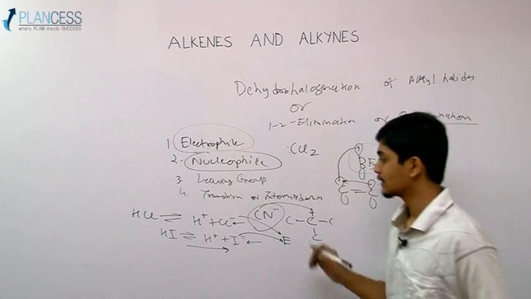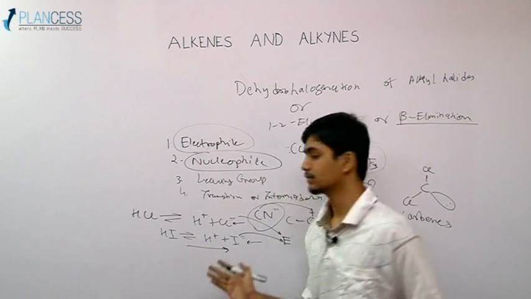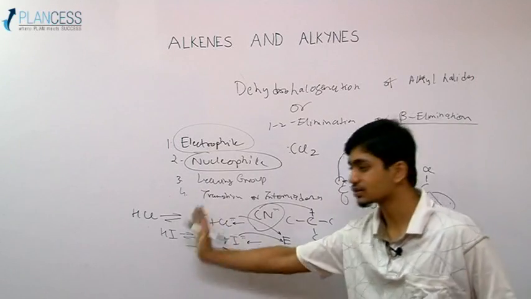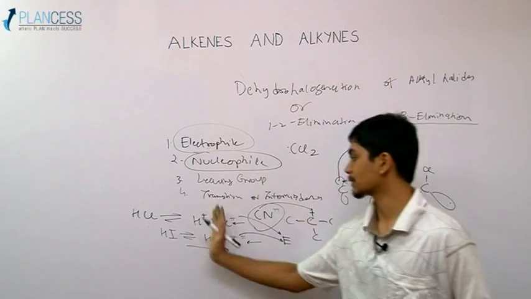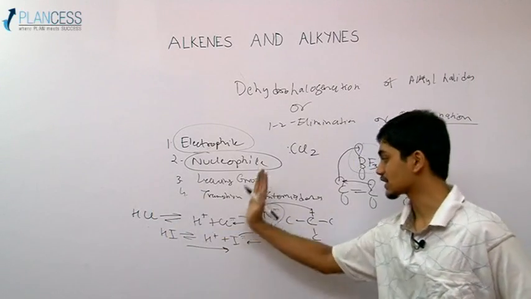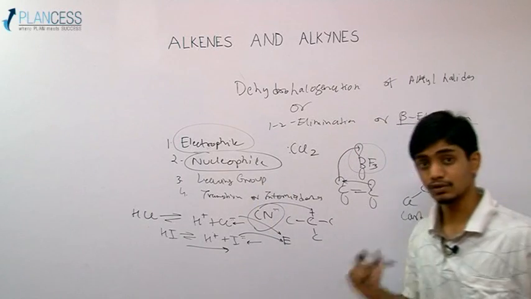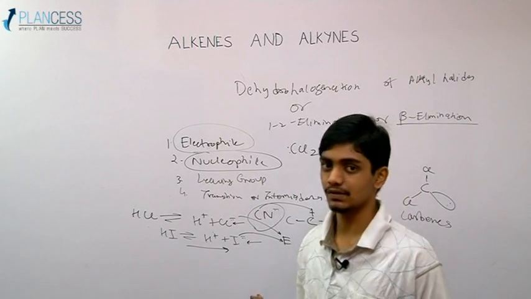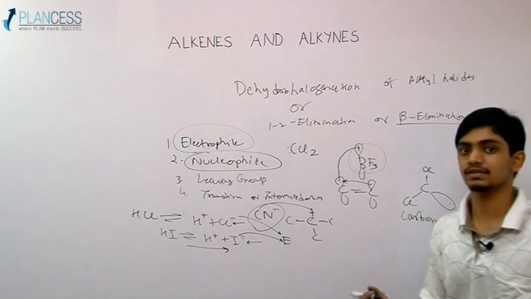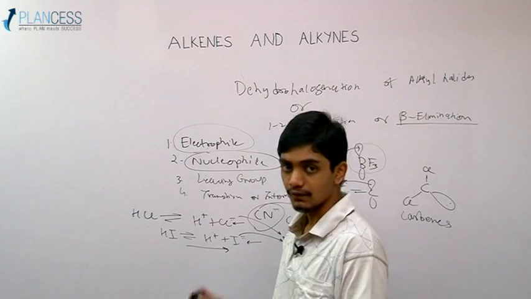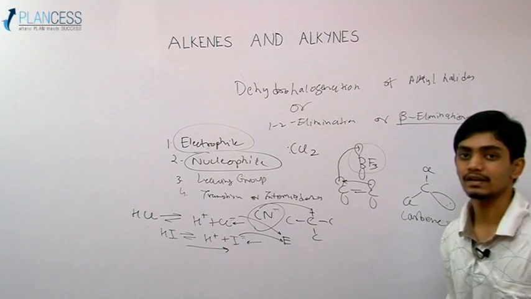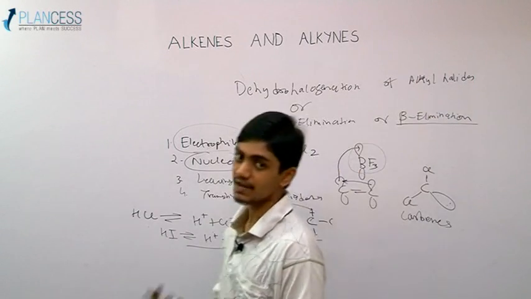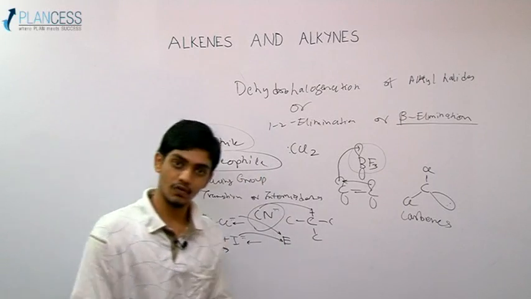Basicity, you can see, is an equilibrium concept. That is, it depends on the position of the equilibrium. How much the equilibrium is shifted this side and how much the equilibrium is shifted this side. While nucleophilicity is based on the kinetics of the reaction, how fast the reaction can happen. That is, if the nucleophile can make the reaction faster, then it is a stronger nucleophile.